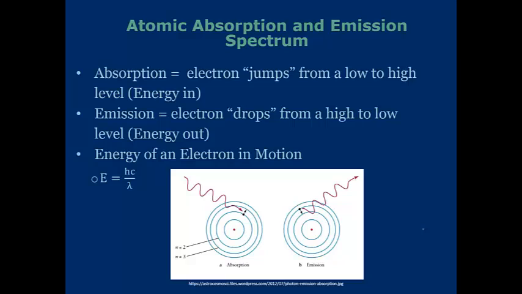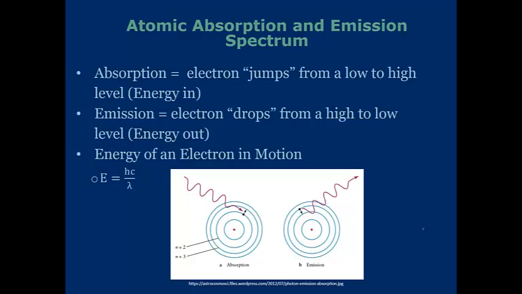Atomic absorption and emission spectra rely upon Planck's concept that energy emitted or absorbed comes off as concise quanta. Absorption is when electrons go up from a low to higher energy level. Emission is the opposite, when it goes from high to low. This is going to put energy out. For absorption, you're putting energy into the system, and for emission, you're putting energy out.